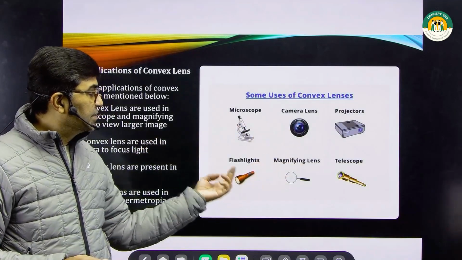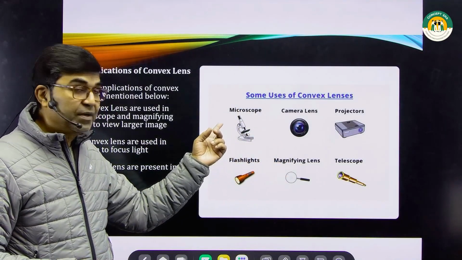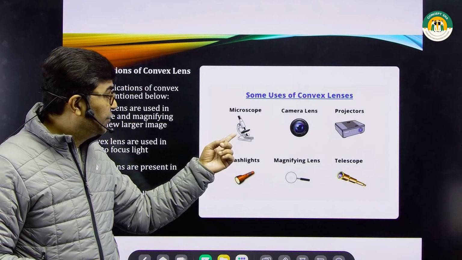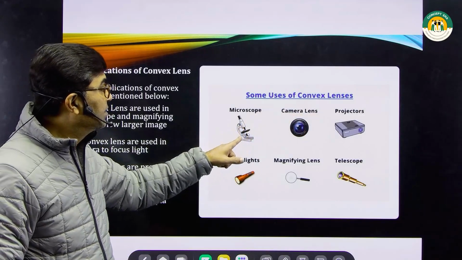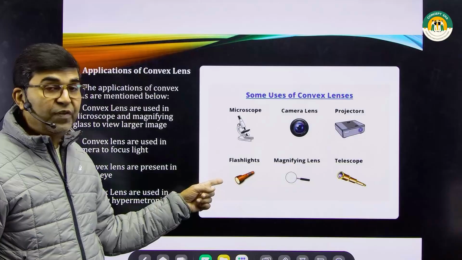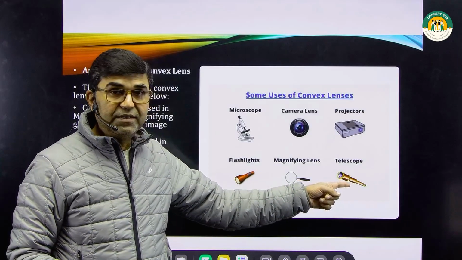These are some devices or items used in daily life which make use of the convex lens, like microscope, a camera lens, projector lens, flashlights, magnifying glass, and telescope.